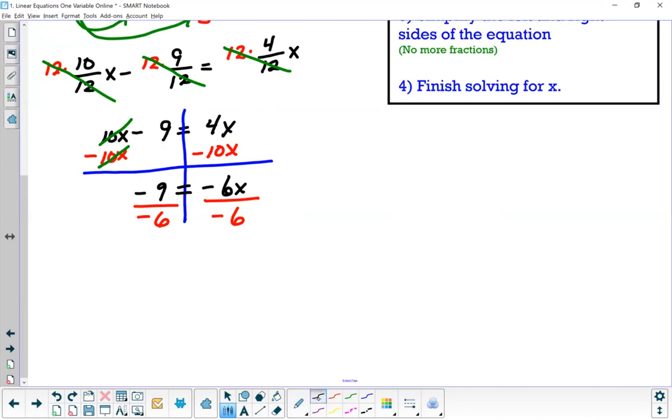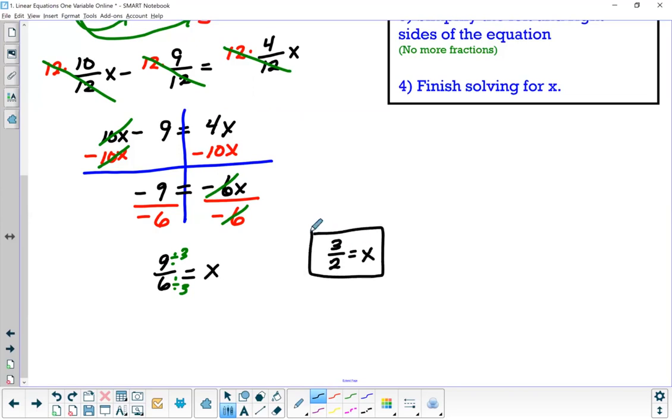So on the left, negative 9 divided by negative 6. A negative divided by negative is a positive. So that gives me positive 9/6 equal to. Then negative 6 divided by negative 6 gives us 1. So we have 1x. Now you may have already seen it, but we do need to reduce this fraction for our final answer. So a common factor of 3. Divide the numerator and denominator by 3. So we get 3/2 equals x.